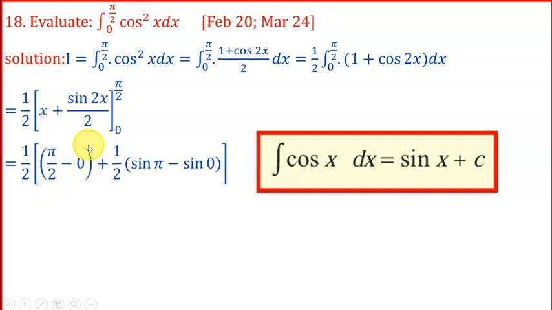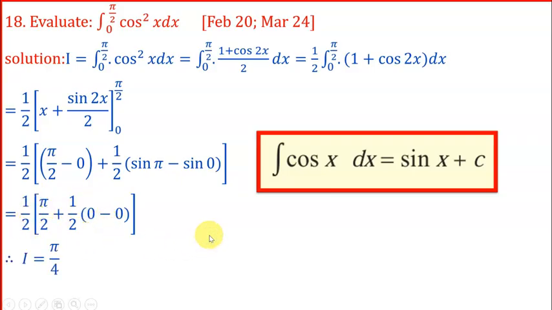And next this 1 upon 2. And here replace x by pi by 2 and then 0. If you replace x by pi by 2, the 2 gets cancelled, giving sin of pi. Then replace x by 0 and you will get sin 0. Okay. And next 1 upon 2, pi by 2, sin of pi is 0. That is 1 upon 2 into 0 is 0. 1 upon 2 into pi by 2, then you will get pi by 4. Therefore, I is equal to pi by 4.